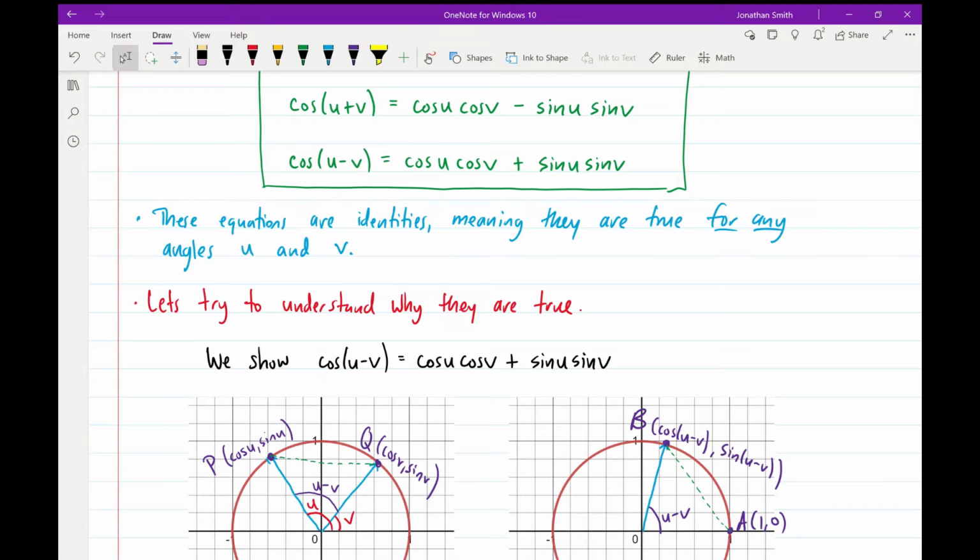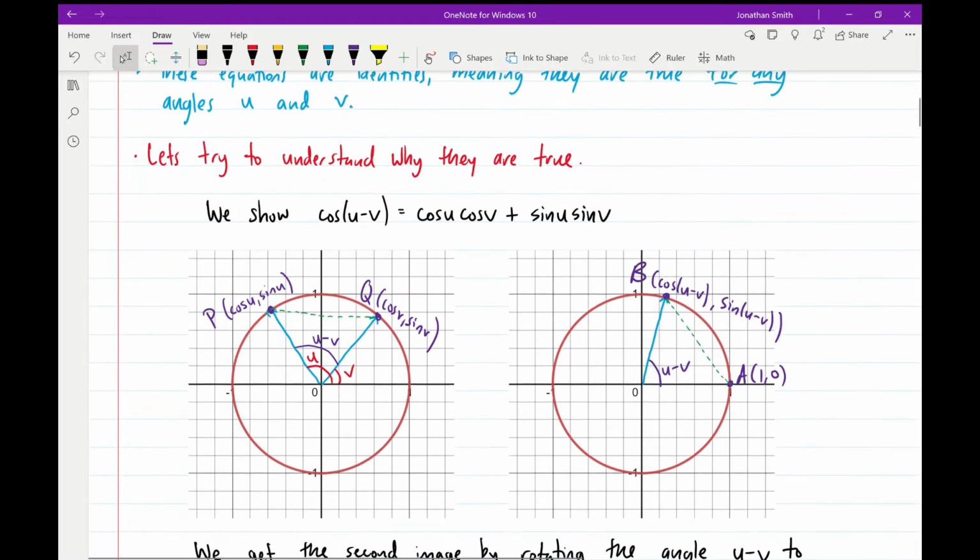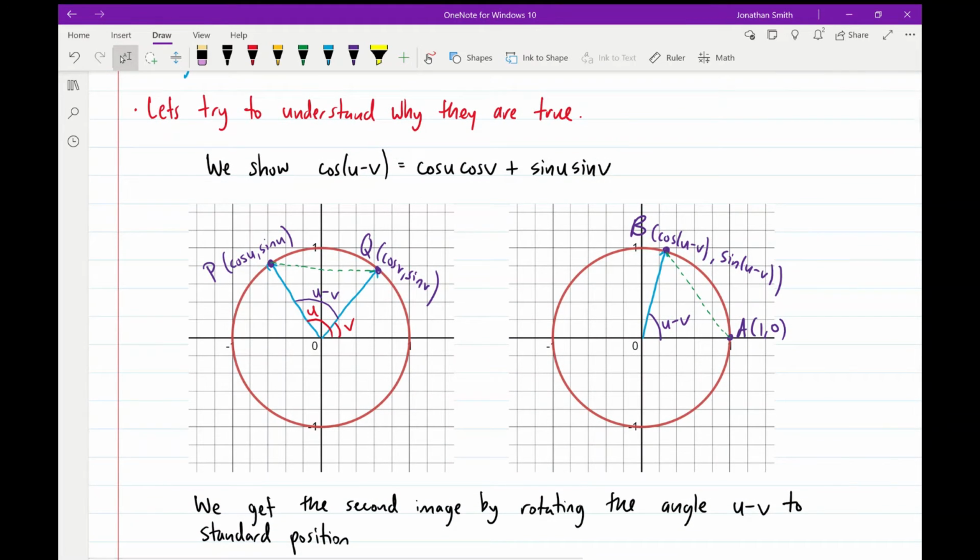Again, these equations are identities, so the equations inside of the box are true for any u and v you can possibly put in there. They're true all of the time. These things are always identical to one another, which is a little bit surprising if you haven't seen this type of thing before. So let's try to understand why these two identities are true.